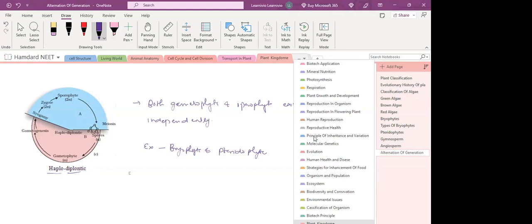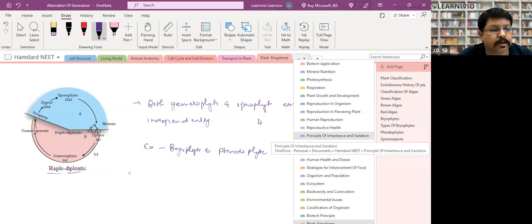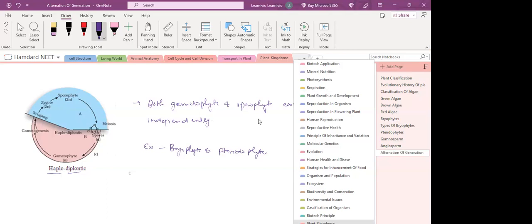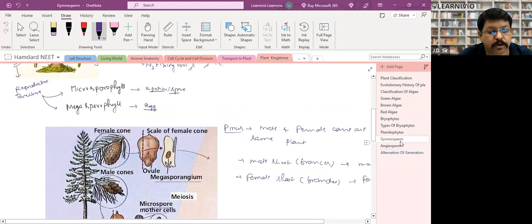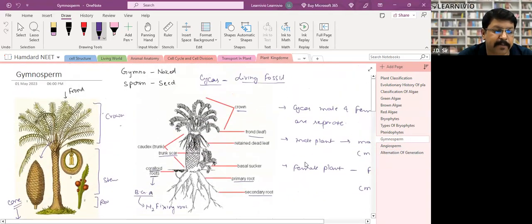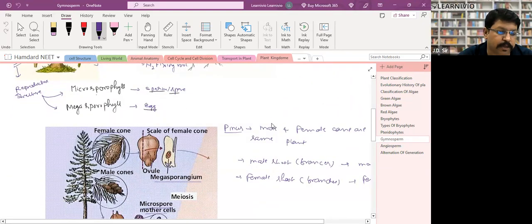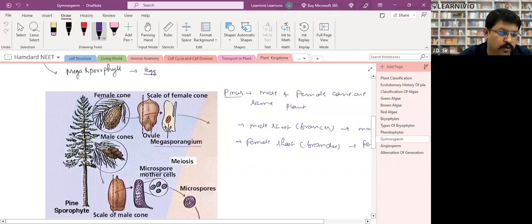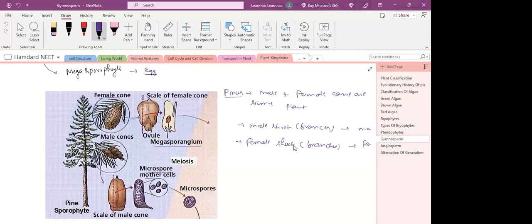How are gymnosperms heterosporous? Okay, very good. They produce haploid microspores and megaspores. They are heterosporous because they produce two kinds of spores, microspore and megaspore, right? So heterospory means two different kinds of spores in life. You can see there are male cones, they produce the microspore, and female cones produce the megaspore. So that is called heterospory. Clear? Yes, sir. All gymnosperms are heterosporous. Okay, sir.